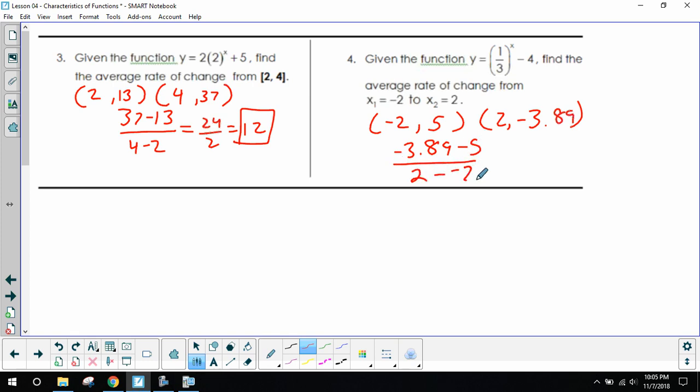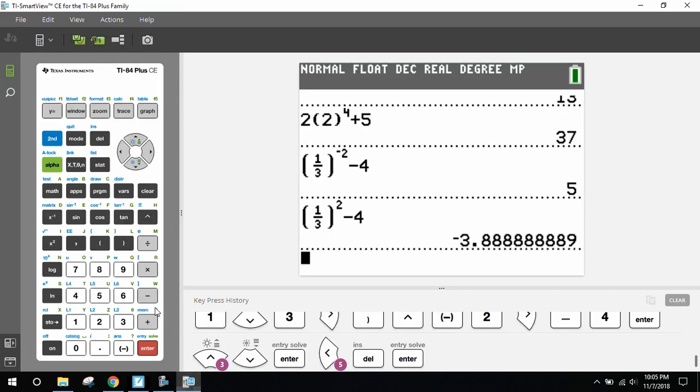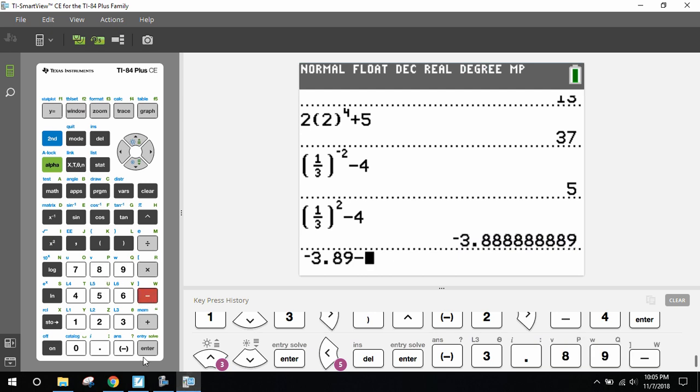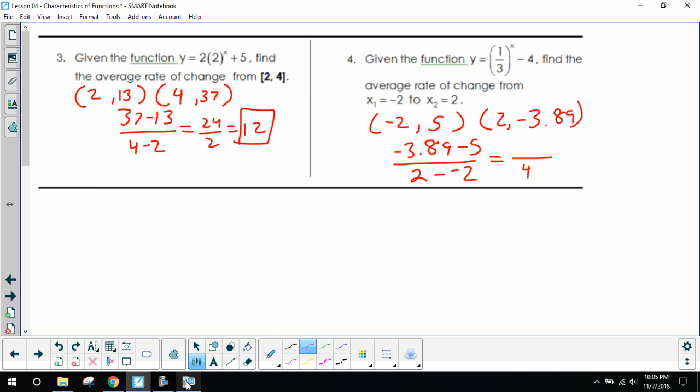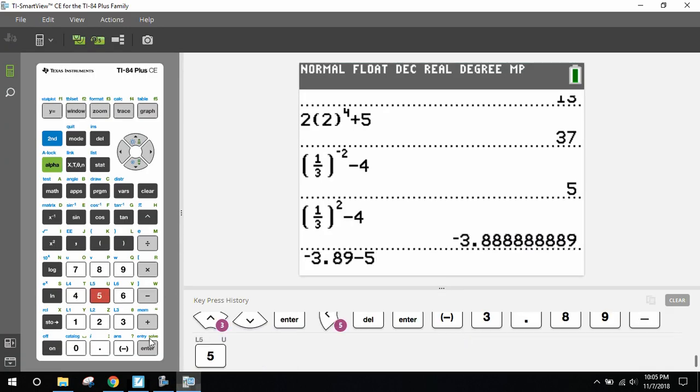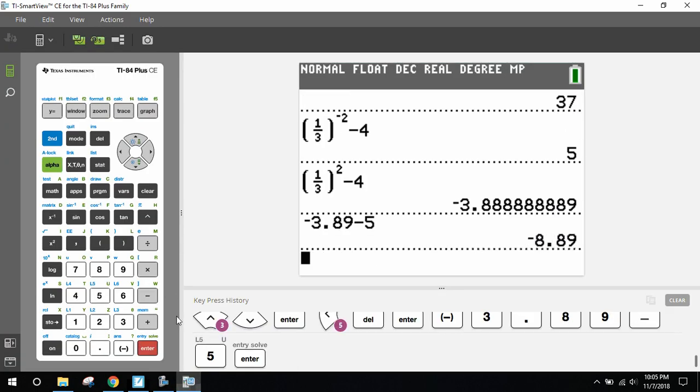This is misleading, so I'm going to plug that in my calculator. We're going to go -3.89. Subtract. Did I say subtract? Yeah, we got to subtract 5. Get -8. Oh my gosh, I should have known that. These negatives, they both go in the same direction. -8.89. Oh, I did not know that.